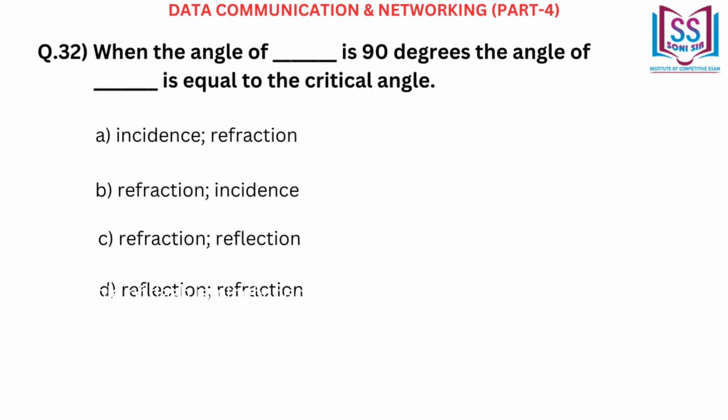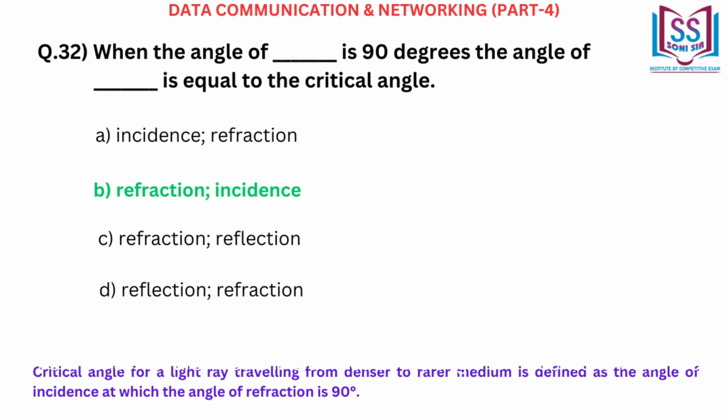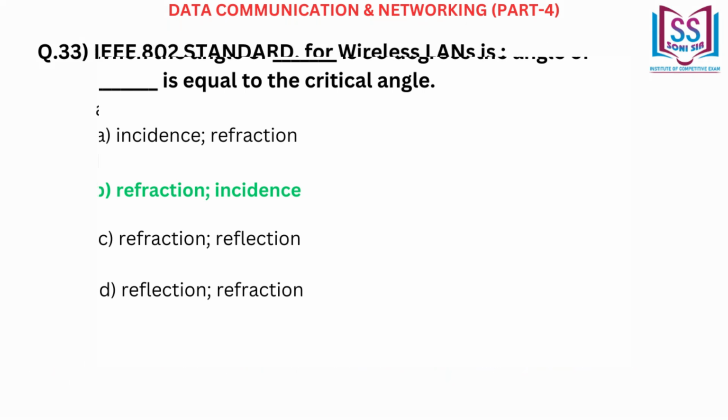When the angle of dash is 90 degrees, the angle of dash is equal to the critical angle. A, incidence and refraction. B, refraction and incidence. C, refraction and reflection. D, reflection and refraction. Correct answer B, refraction and incidence. Critical angle for a light ray traveling from denser to rarer medium is defined as the angle of incidence at which the angle of refraction is 90 degrees.